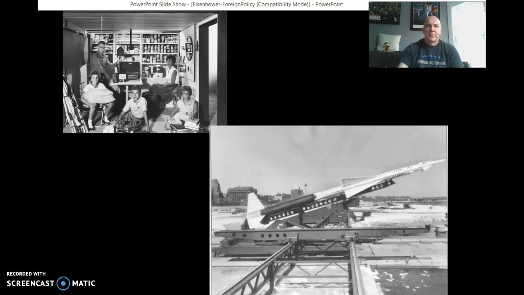Now, just some examples of going back to this massive retaliation and mutually assured destruction. This picture on the upper left, you've probably seen something like this. This is a bomb shelter. People in the 1950s built bomb shelters because they feared the Soviet threat of nuclear war.